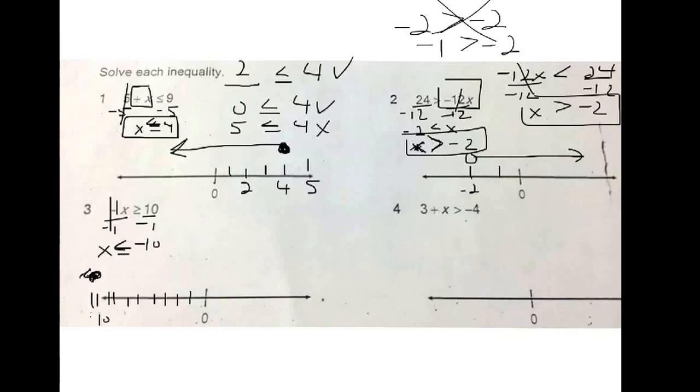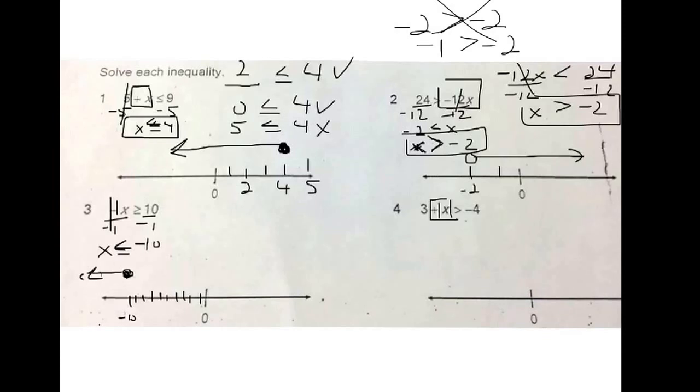So it's kind of hard to see what I had to do there. Let me erase that and make a better picture for you. 1, 2, 3, 4, 5, 6, 7, 8, 9, 10. That's negative 10 right there. Colored in right there, pointing towards the right. Okay.